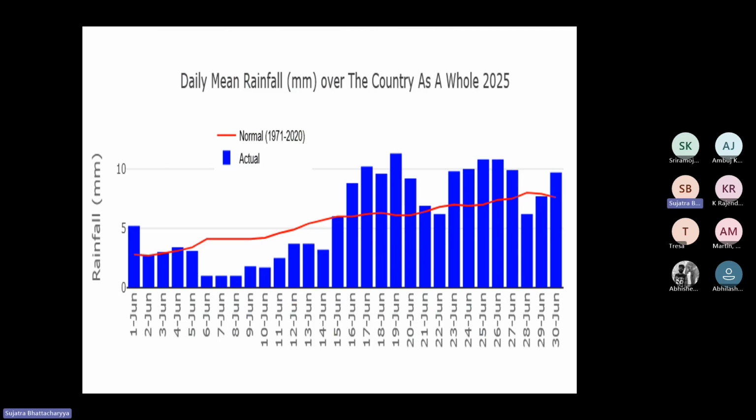We started with an early onset, and then it was good. Then there was a long hiatus here. It was below normal climatology, and then it has continuously been almost above normal. That's why June came out above normal.